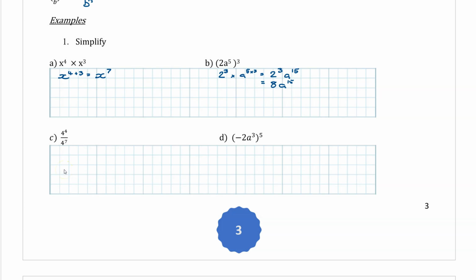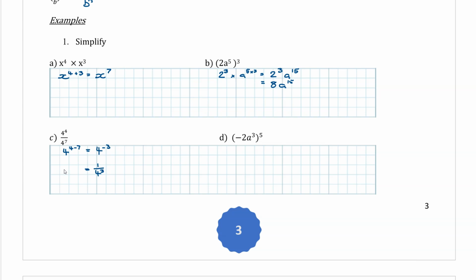Going down to c, we've got 4 to the power of 4 divided by 4 to the power of 7. So the common base is going to be 4, and it will be 4 to the power of 4 take 7, like so, and that will evaluate down to be 4 to the power of negative 3. And notice that we've got a negative power now. So what we can write is it will become 1 over 4 to the power of 3.